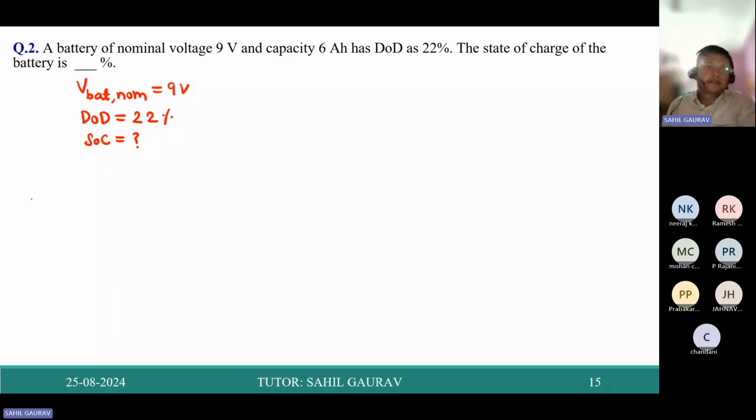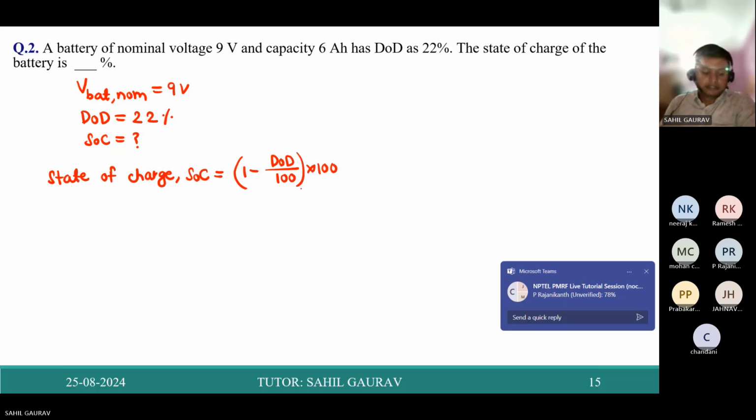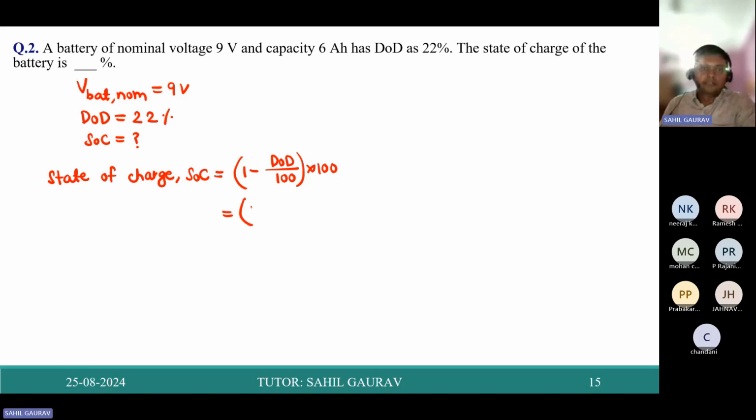So we know the state of charge expression. How much, can anyone tell the answer? This is a very easy question. The state of charge expression is 1 minus depth of discharge in percentage upon 100, into 100, which is 78%. Rajnikant, very good. So it is 1 minus 22 upon 100 into 100, so it will be 78%. So the correct answer is 78.